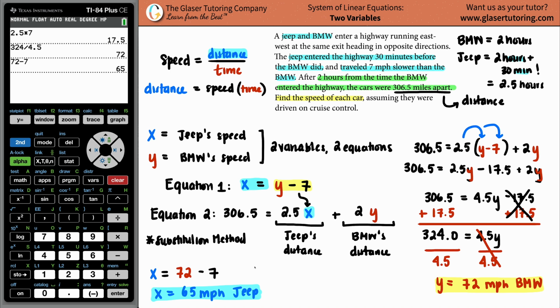Okay. Anyway, that's the speeds of the cars. So we got 72 for the BMW, 65 for the Jeep. They're both speeding in New York. I don't know about upstate though, but could be, could not be. But yeah, not on the Autobahn though.